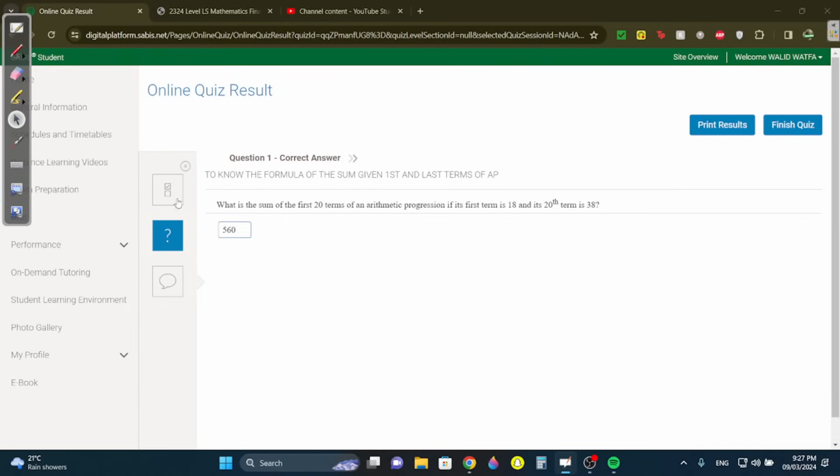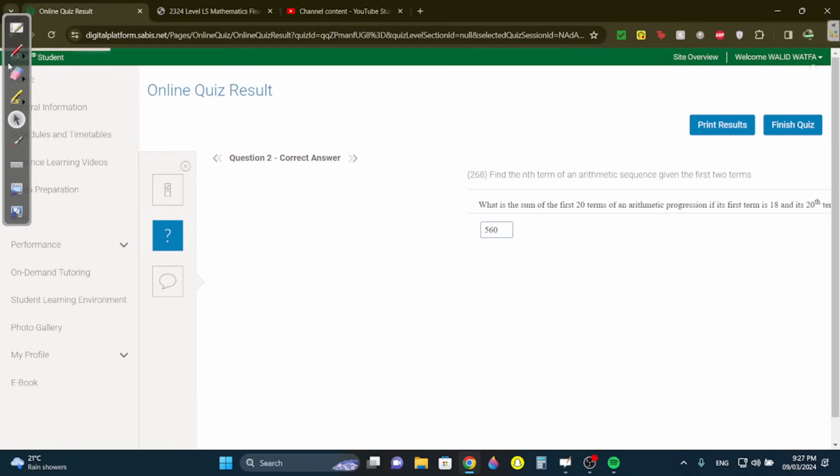Let's start. Question 1. What's the sum of the first 20 terms, if its first term is 18 and its 20th term is 38? If they want the sum, what's the formula for the sum? It's S, the sum, is n over 2 times a1 plus an. In this case, we want the first 20 terms, so the sum of 20 equals 20 over 2 times a1, the first term, which is 18, plus the 20th term, a20, which is 38, and you put this on a calculator, you get 560.